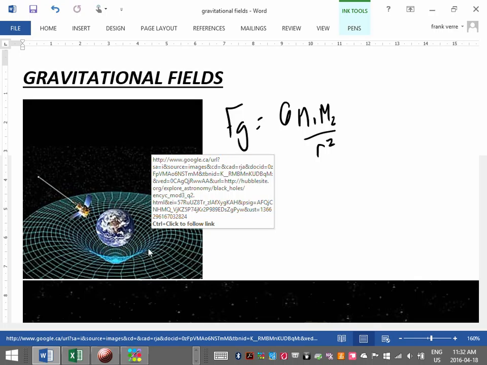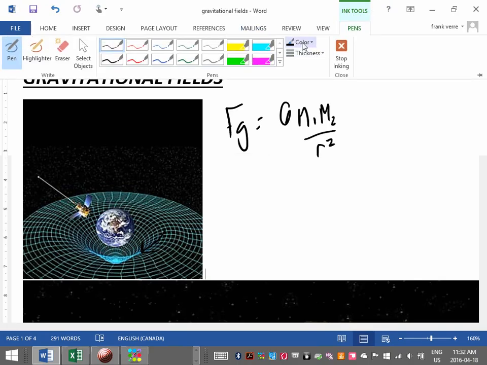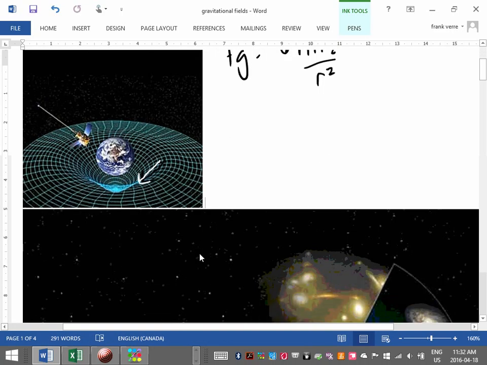It's this curvature. And if you fall, you're just falling, oh, I should have picked a different color. You're basically falling down that curve. So you're going down that curve. That's what you would experience or sense as falling. And the bigger the object, the more space and time are bent. Okay? So this is just the way we visualize it.